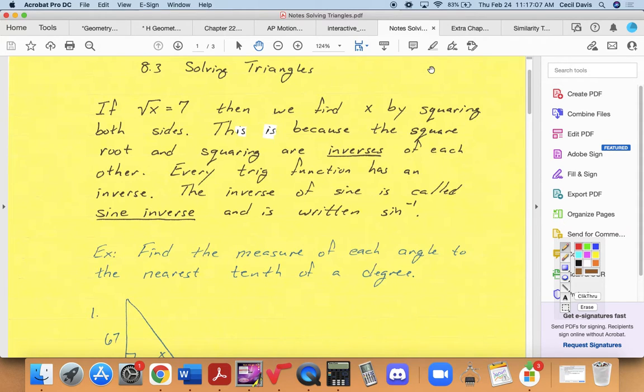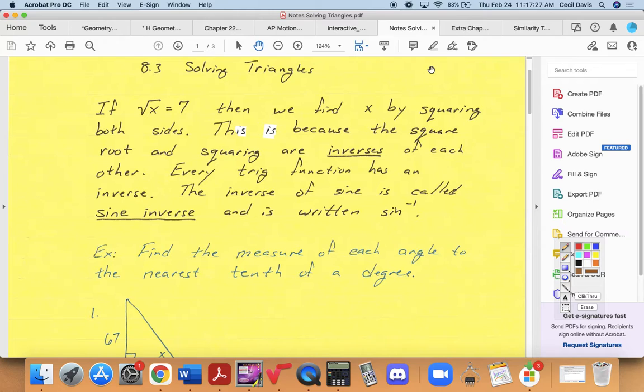All right, so far we've just been using trigonometry to find the lengths of sides that are missing in a triangle. It turns out that if we have two sides of a right triangle, we can find any of the angles of the triangle. Okay, and the idea is basically this.